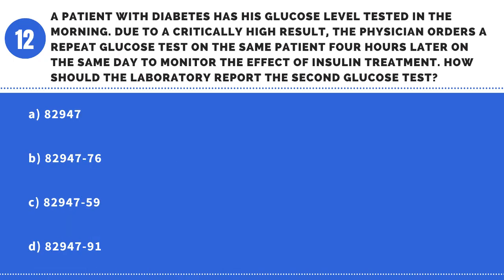Question 12. A patient with diabetes has his glucose level tested in the morning. Due to a critically high result, the physician orders a repeat glucose test on the same patient 4 hours later on the same day to monitor the effect of insulin treatment. How should the laboratory report the second glucose test?